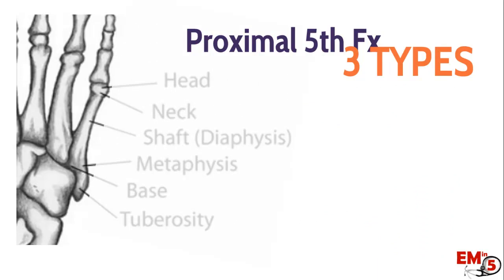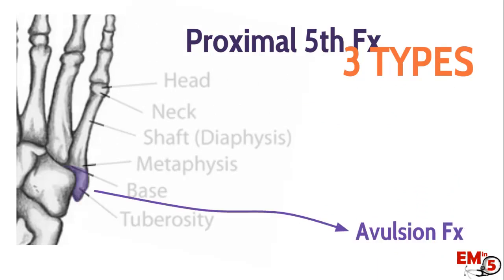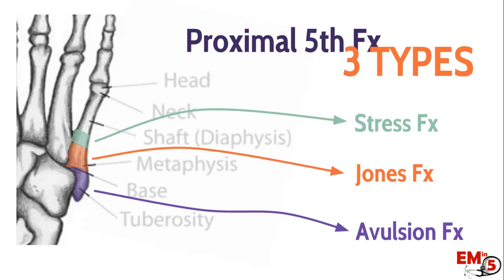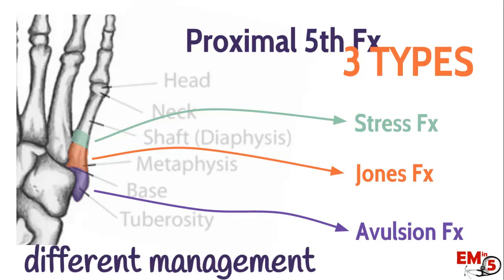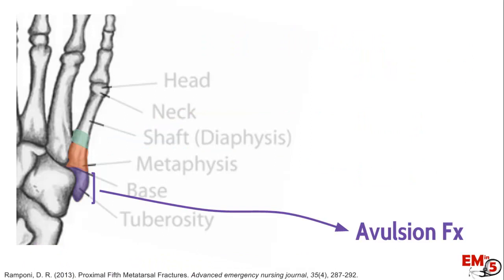So of the proximal fifth fractures, there are three types that we need to identify. We have the avulsion fractures, Jones, and stress fractures. And the reason we have to identify these and separate them is because they have very different management, and it can be easy to mistake them and manage them incorrectly if we're not looking out for it. So let's start off with the avulsion fracture.